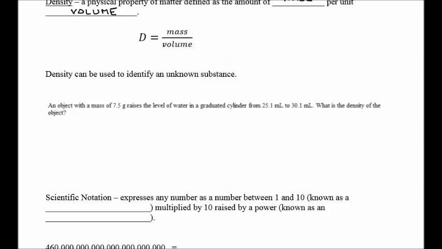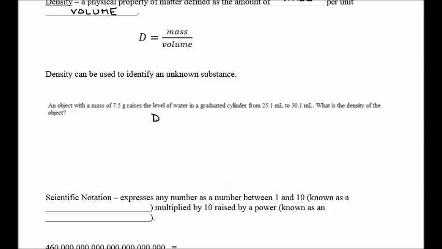And so here is a typical problem. We have an object with a mass of 7.5 grams. It changes the water level in a graduated cylinder by 5 milliliters. What is the density of the object? We use ESA in this course, so equation, substitution, answer.